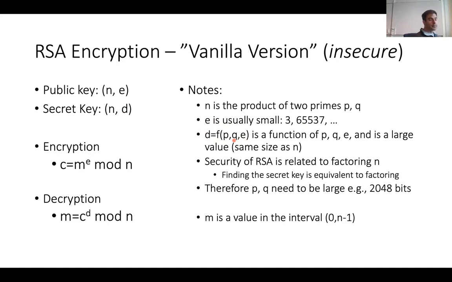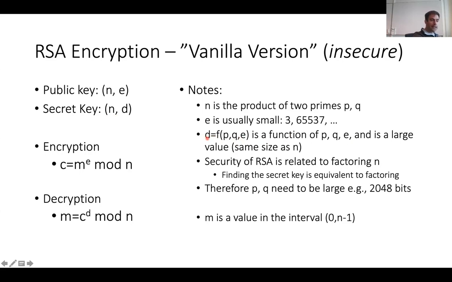And it's typically a very large value, the same size as N. Of course, D should not be very small, because if it was very small, then it would be easy to guess. The secret key must be hard to compute, must be hard to guess. So D, because of the way it's computed, is going to look like a relatively large and random-looking number, which has the same size as N. So it's going to be very large, and very hard to guess.